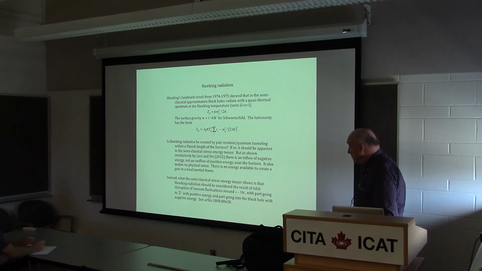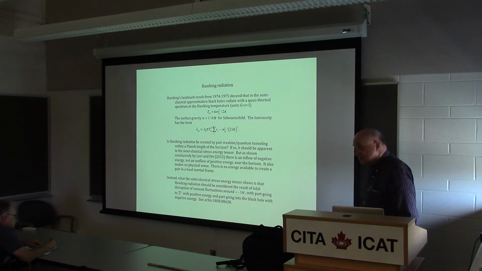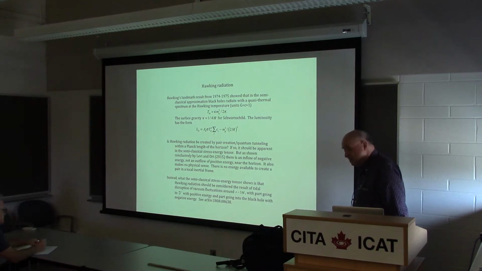All right, so now one issue that I'll just start off by mentioning is that Hawking radiation is often described as being due to pair creation within sort of a Planck length of the horizon in some sense, or tunneling. A particle just inside the horizon has a net negative energy because its gravitational potential energy exceeds its rest mass, while one just outside the horizon has a net positive energy.